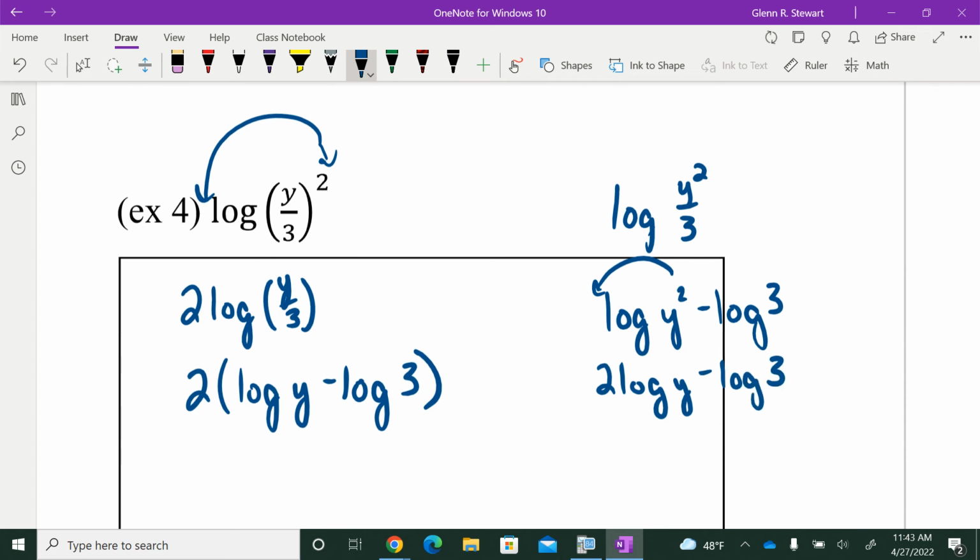Okay, so depending on whether you have that parenthesis there or not determines whether you have a parenthesis in your answer or not. Okay, different example there.